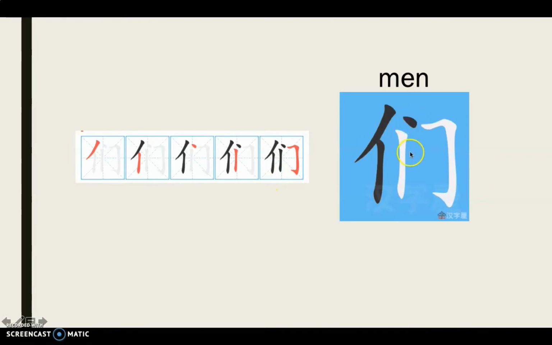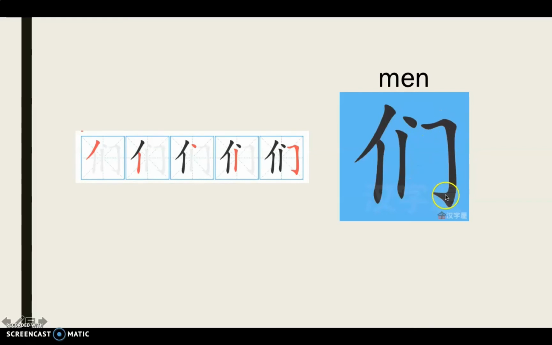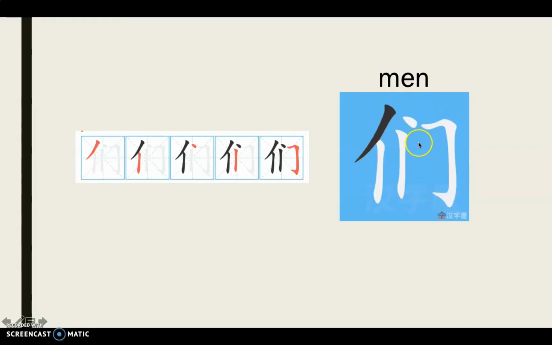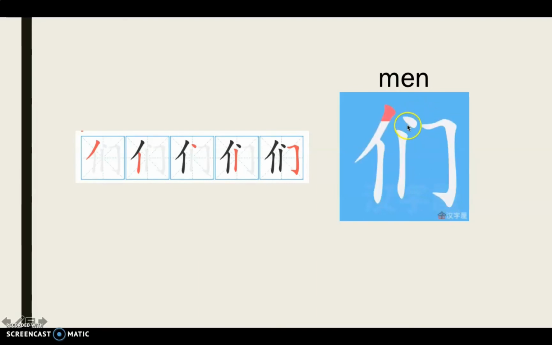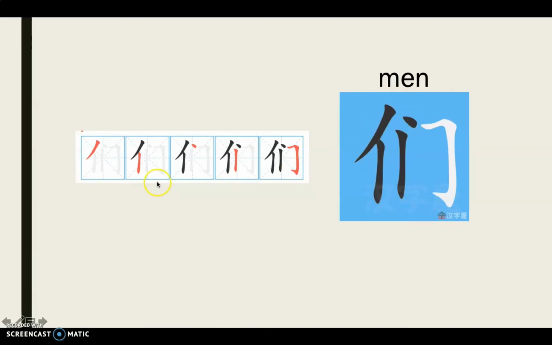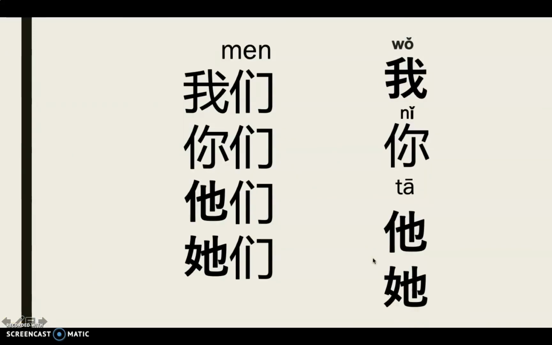So 们 is also 左右结构. 左边, the left, is the 人字旁 radical, and the 右边, the right, is the character 门, which means a door, because it looks like a door frame with a bell on top, right? I'd like you to copy it down as well, following the order of strokes. Let's have a look at some examples of using 们.